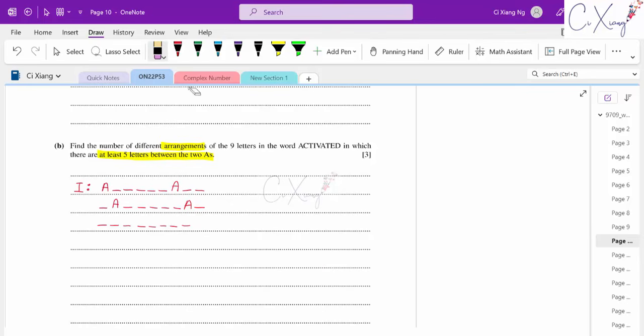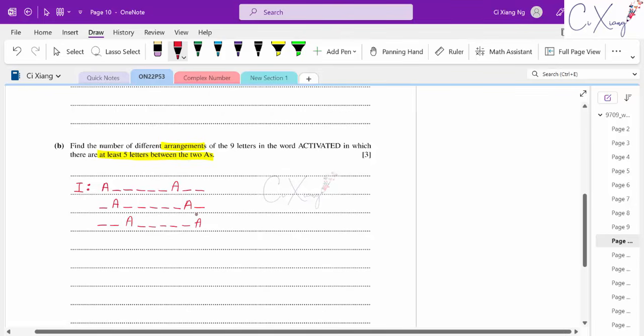Or another case will be A at the last digit here, and then the first A will be somewhere here. So this is also another case where we have 5 letters between the 2 A's. Alright, for some calculations, they will not list out everything for you. They will straight away multiply everything with the 3 because the calculation is the same actually. Okay, so now let's have a look.